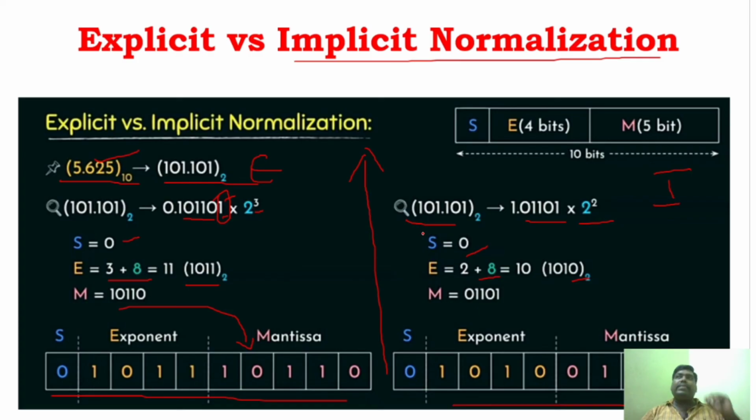Now, why is implicit normalization better? I just decode from this one. Say, for example, this is already stored in the computer. So how will we decode it, right?